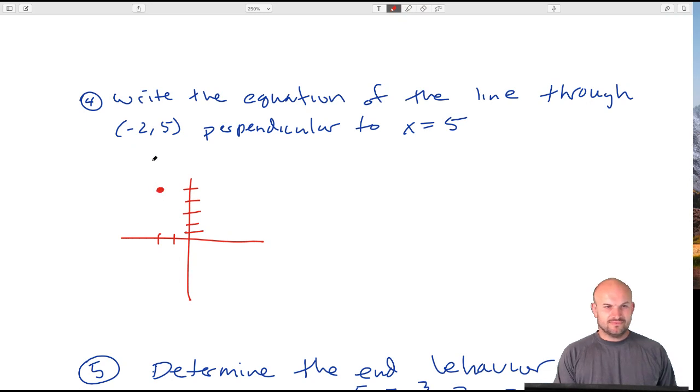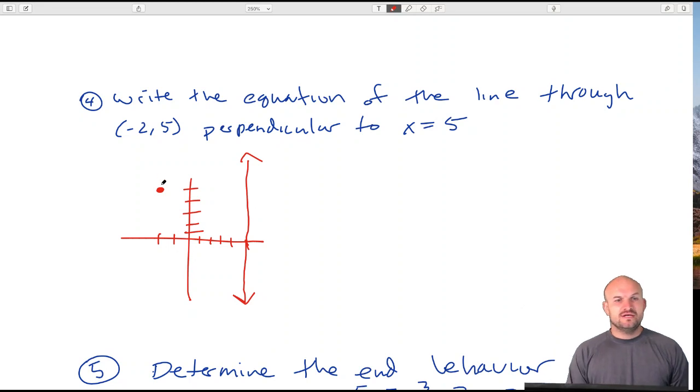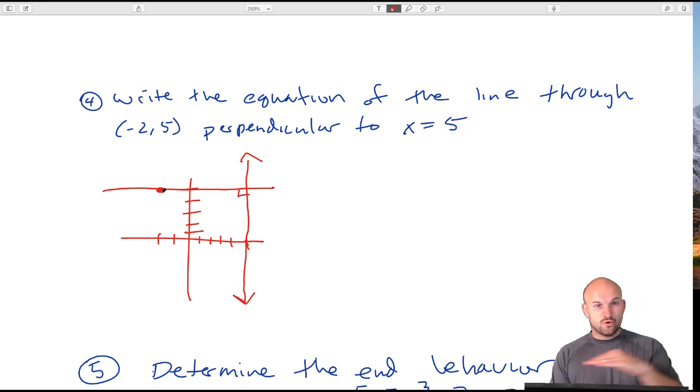So here's the point, right? And then it has to be perpendicular to x = 5. Okay, so again, I've got to take a point, and from here I've got to draw a line perpendicular. Well, I can't draw a slant up or a slant down. It needs to be directly horizontal. So if I take a line directly horizontal there to create my 90-degree angle, I can say, all right, that's a horizontal line.